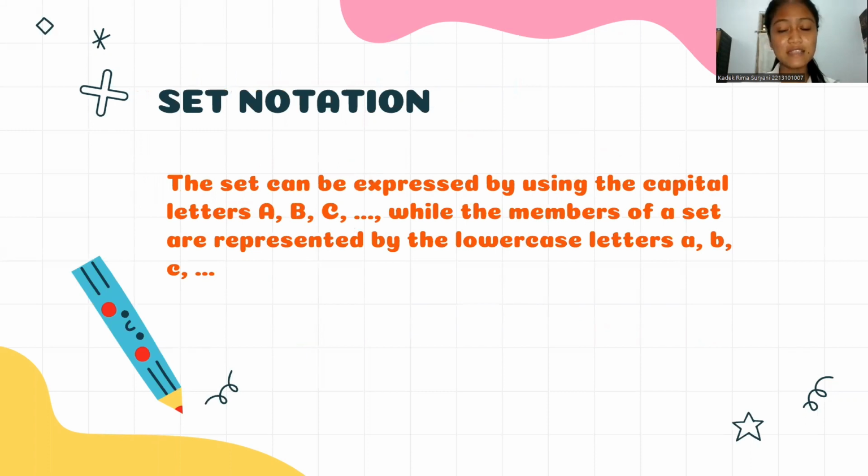Okay, next is set notation. A set can be expressed by using capital letters, for example A, B, C, and so on. While the members of a set are represented by lowercase letters a, b, c, and so on.